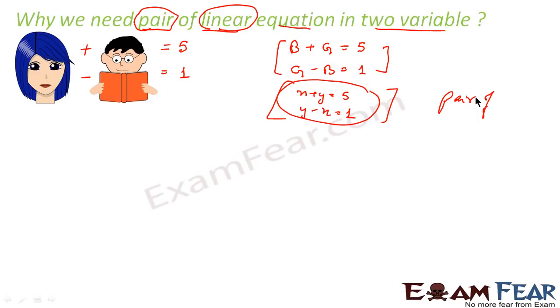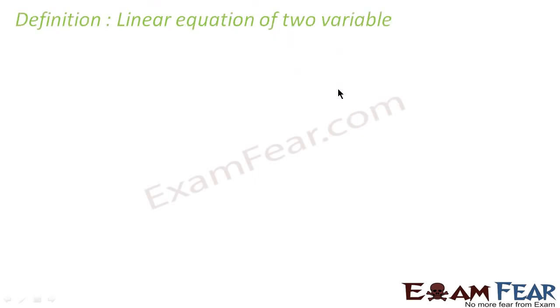And why is it called a pair of linear equations in two variables? Because there are two equations, so it is a pair. Both the equations are linear, so they are called linear equations. And there are two variables in each of these equations, so they are called a pair of linear equations in two variables. Let's define this once again.